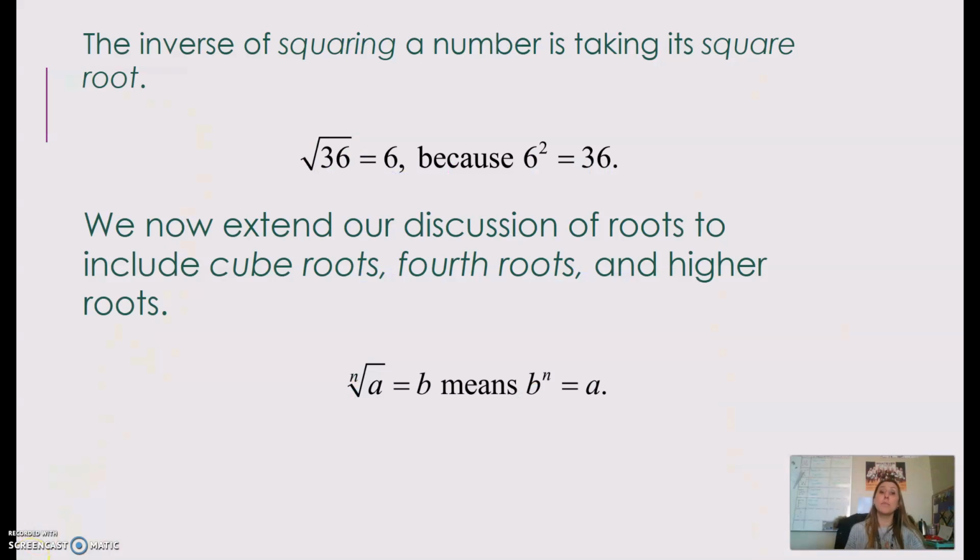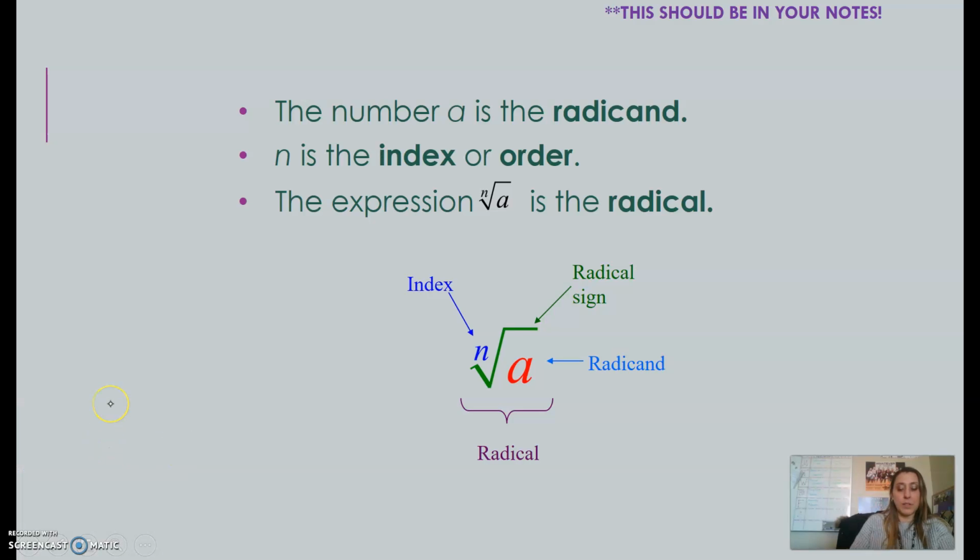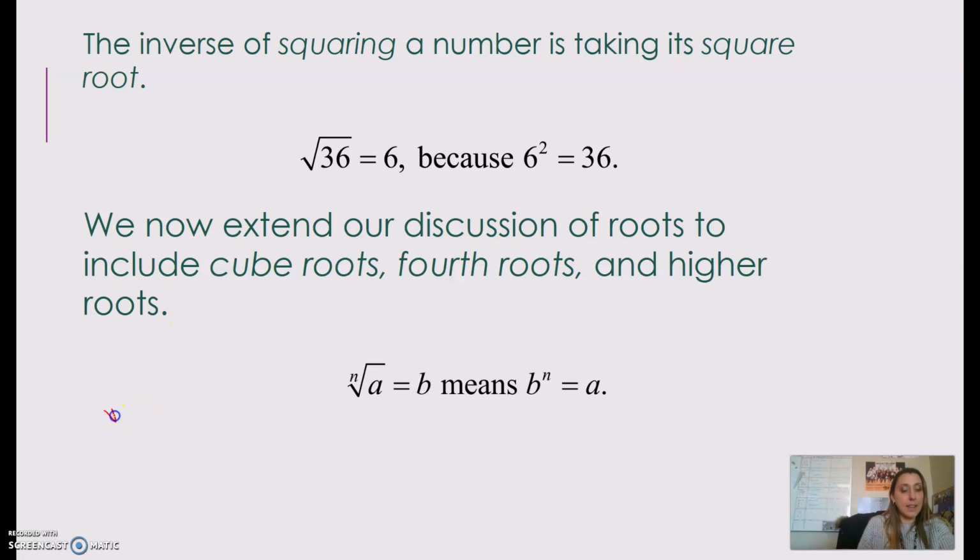Okay, so we've talked about how if we find the square root of 36, that equals 6, because 6 squared is equal to 36. But another way to look at that would be to take the 5th root of, we said, 3,125.